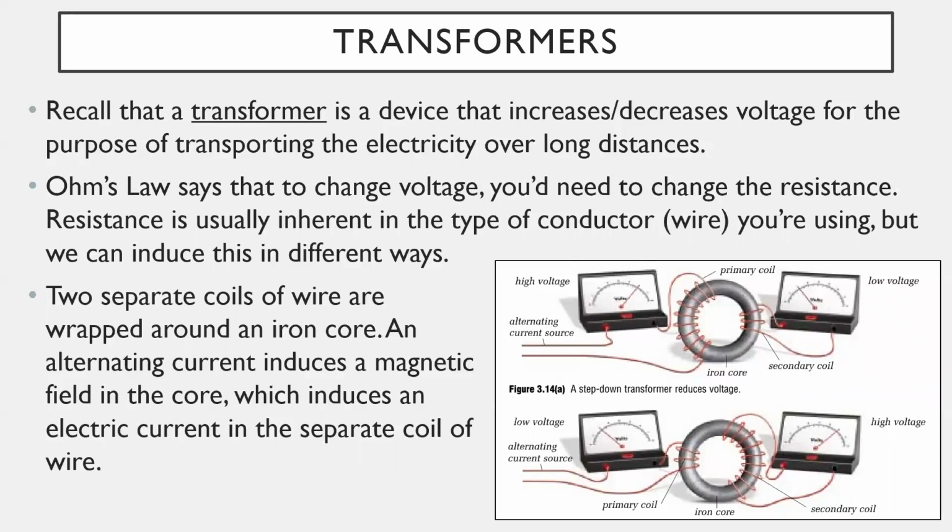So Ohm's law says that to change the voltage, you need to change the resistance, because remember, Ohm's law said V equals I times R. So if you wanted to make it higher voltage, you need to make it higher resistance, assuming your current stays the same. Now, resistance is usually inherent in the type of conductor, or in other words, wire that you're using, but we can induce this in different ways, right?